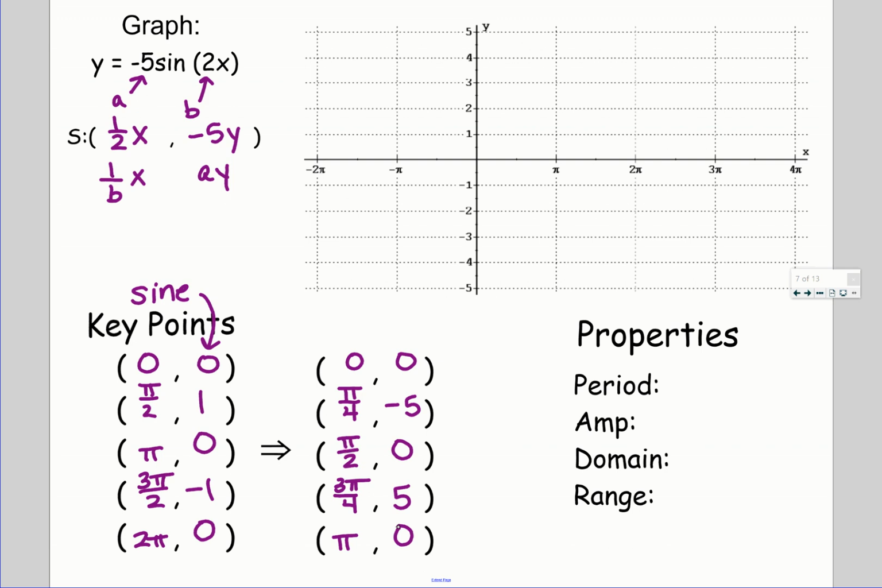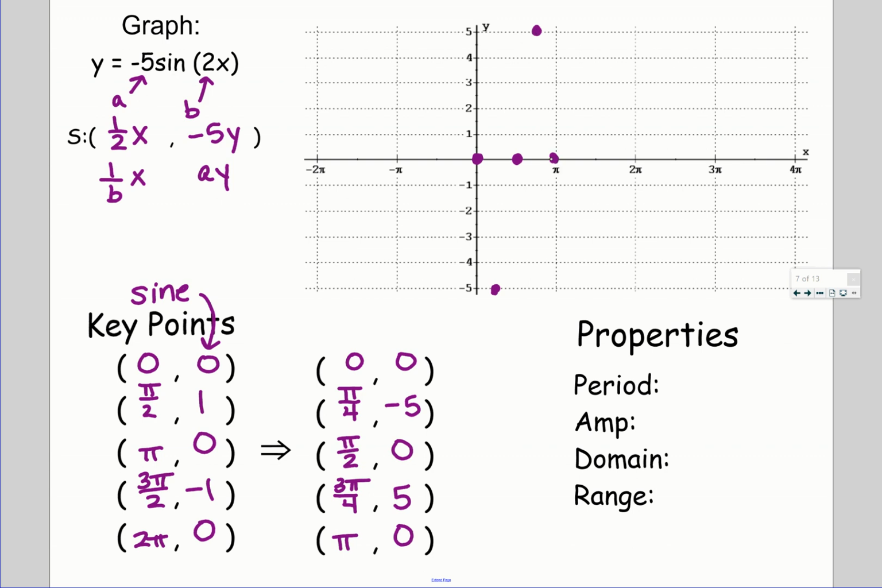After you've completed whatever transformations are in the equation, here it was just the scale changes, we're going to plot those points. So 0, 0 is obviously the origin. When we graph pi over 4, -5, notice here's pi. So pi over 4, just think of it like a fraction. It's 1/4 of the way to pi. We're going to make a point at -5. So quarter of the way over, I'm going to go down to -5. Halfway to pi, I'm back at 0. 3/4 of the way to pi, I'm at 5. And then back at pi, I'm at 0.